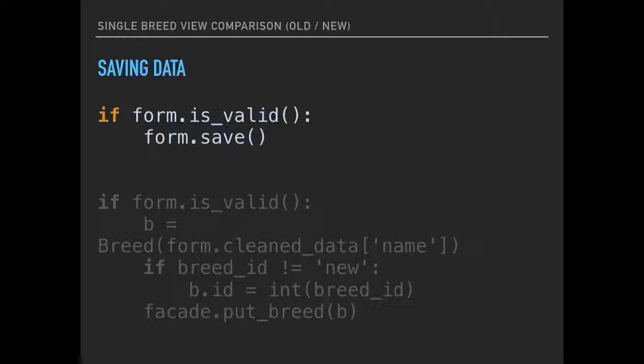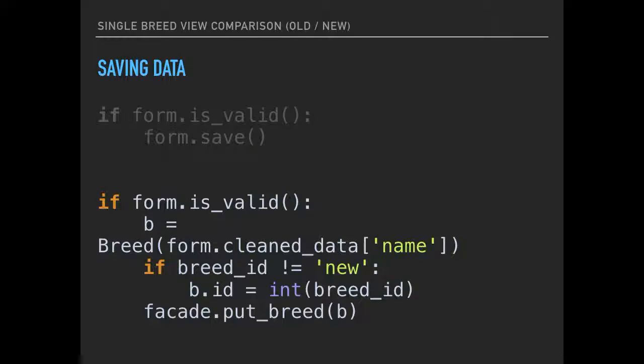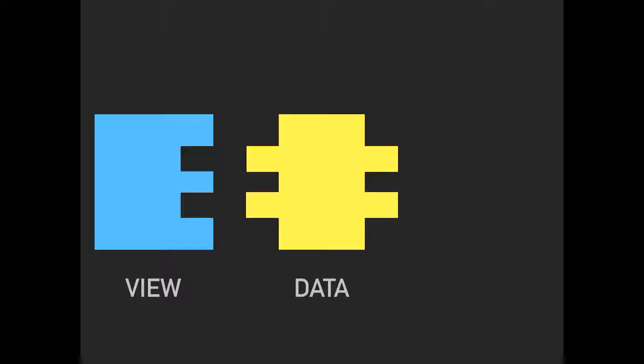In the old way, to save data, we just check if the form is valid and then save it. The new way is a little bit longer. We need to instantiate the breed object from the form data and then put it into the facade. So that's developing and testing the sort of back end. What about testing this boundary here?